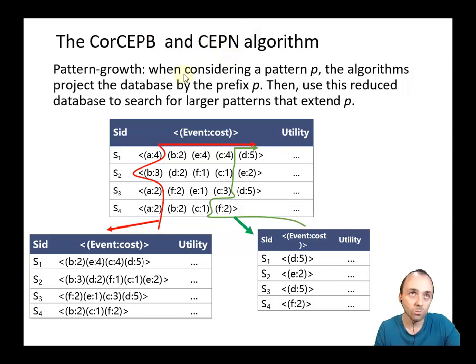So these two algorithms, one for the first problem, the other for the second problem, they both use a pattern growth approach. They do a depth first search, and then instead of looking at all the possible patterns, they use the lower bound on the cost and the upper bound on the utility to reduce the search space. Here I will skip some other technical details that are not so important for today.